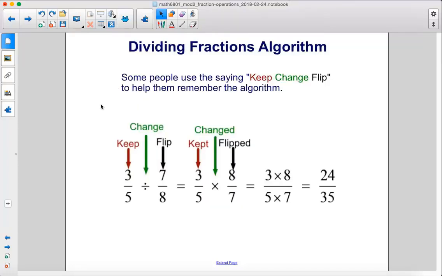Some people use the saying, keep, change, flip, to help them to remember the algorithm. So you have the two fractions with the division sign. You keep this the same, so that remains the same. You change the sign from division to multiplication, and then you flip the second fraction. So it was 7/8, now it's 8/7. Then you just solve as usual. 3 times 8 gives you 24, 5 times 7 gives you 35.